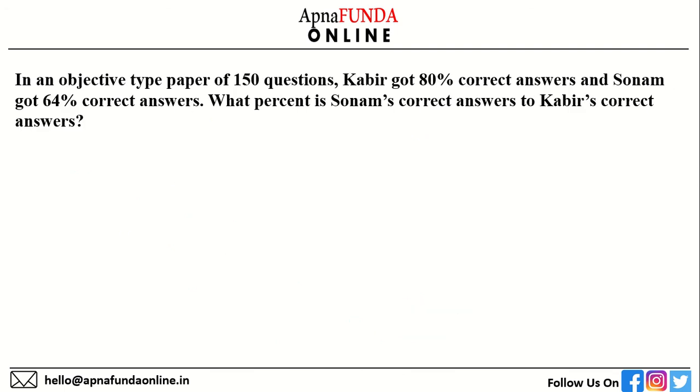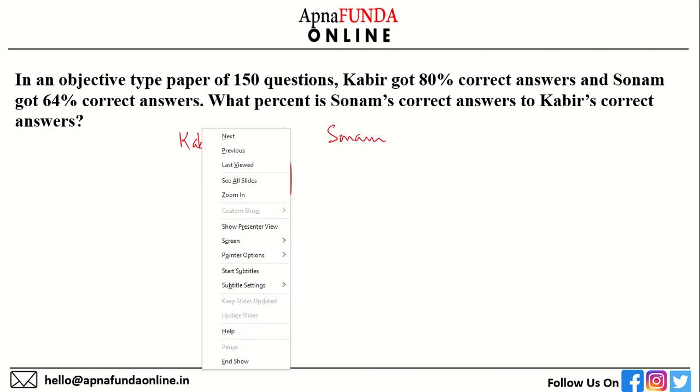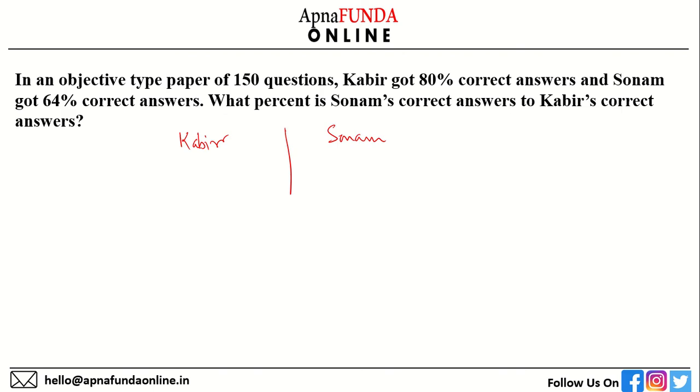Next question. In an objective type paper of 150 questions, Kabir got 80% correct answers. Sonam got 64% correct answers. What percent of Kabir's correct answers are Sonam's correct answers? So we know that there are two people, Kabir and Sonam. They both gave an exam where the total number of questions was 150.